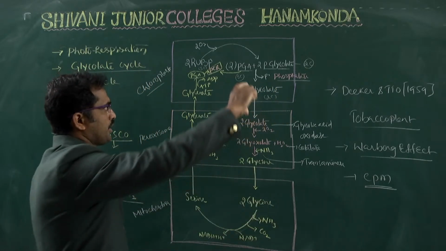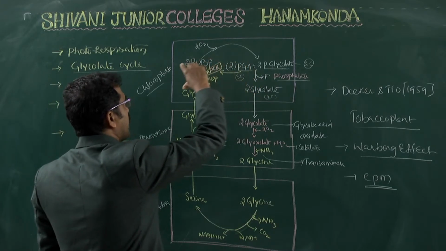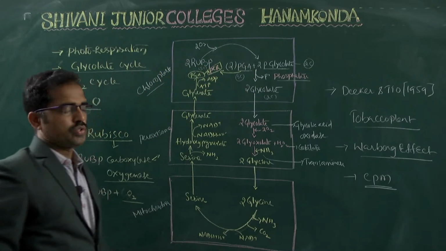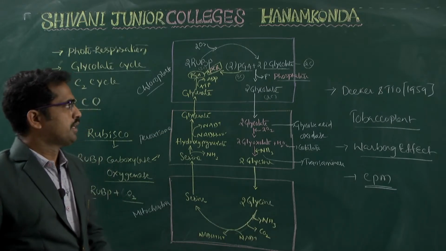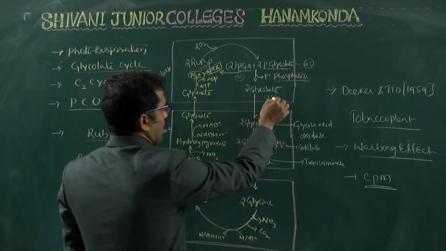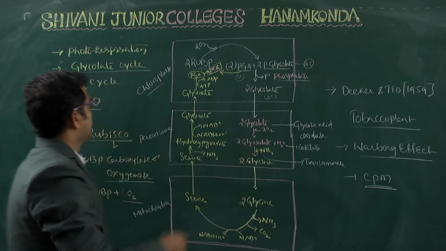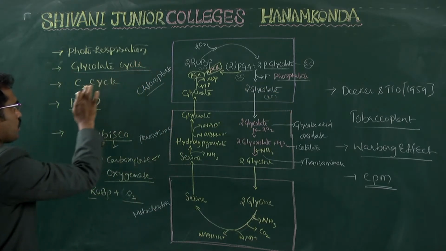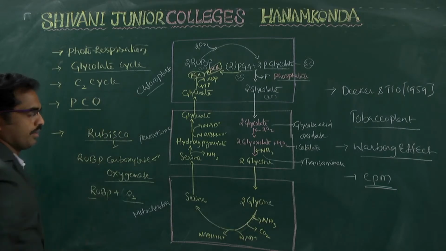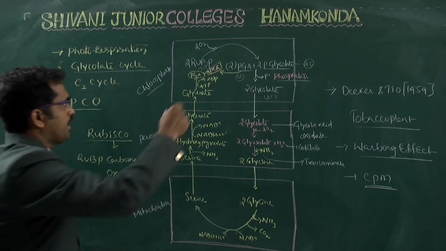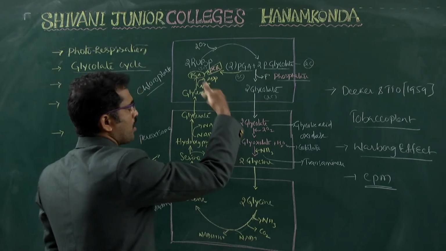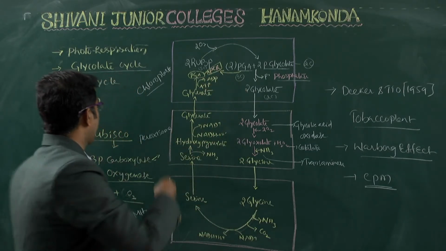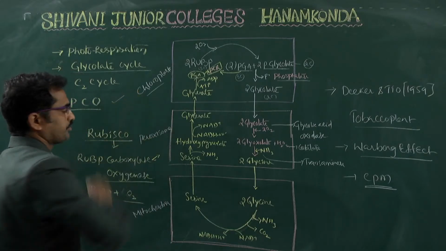These two steps occur in where? Chloroplast. So this is the 2 carbon compound. That's why this photorespiration is also called the C2 cycle. In this photorespiration mechanism, there is a photosynthetic carbon oxidation, so that's why it is called PCO.